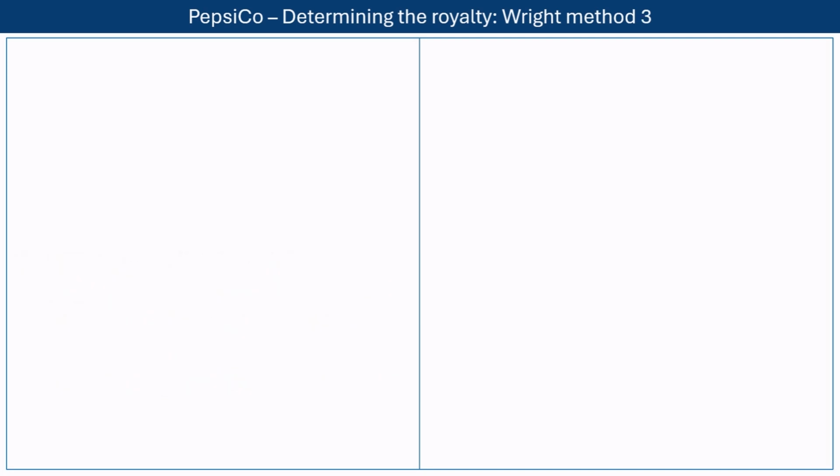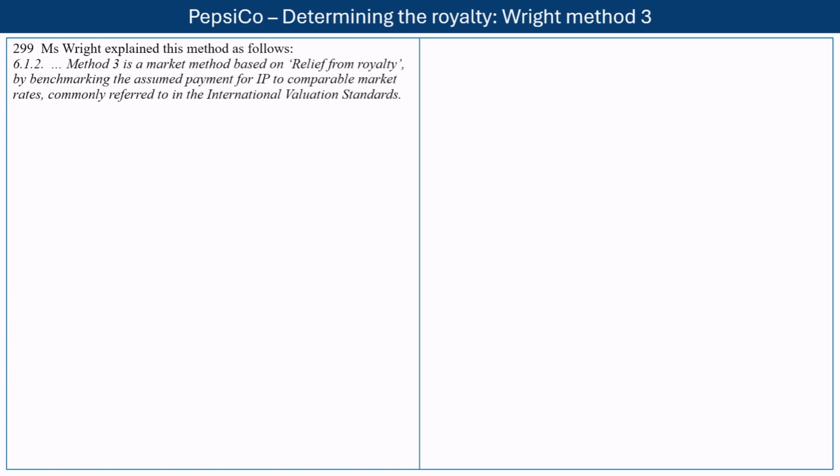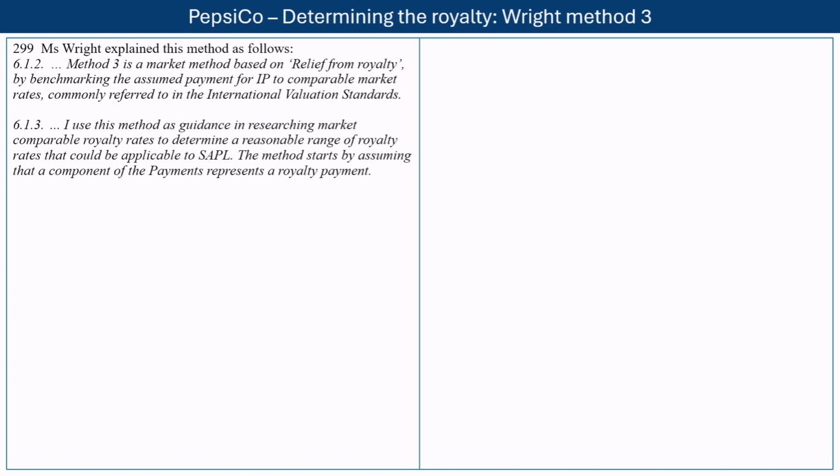Let's move on to Mrs. Wright's method 3. And here she's giving the judge what he wants, right? But not in a way that he likes it. So method 3 is a market method based on relief from royalty by benchmarking the assumed payment of IP to comparable market rates, commonly referred to in the international valuation standards. So now we're getting into the benchmarking arena. I use this method as guidance in researching market comparability rates to determine a reasonable range of royalty rates that could be applicable to Schweppes.